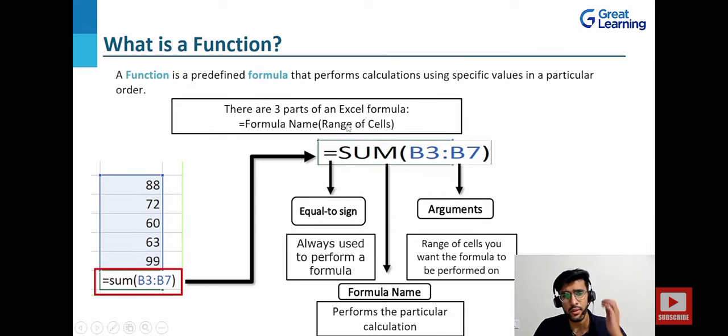So there are three parts of an Excel formula. First, the equal to sign, which is one of the main indicators that the user is trying to enter a formula or a function. Then we have the arguments. Arguments are basically the range of cells on which you want Excel to do the operation. And then we have the function name that performs the particular calculation. Right? So those are the three parts of an Excel formula.